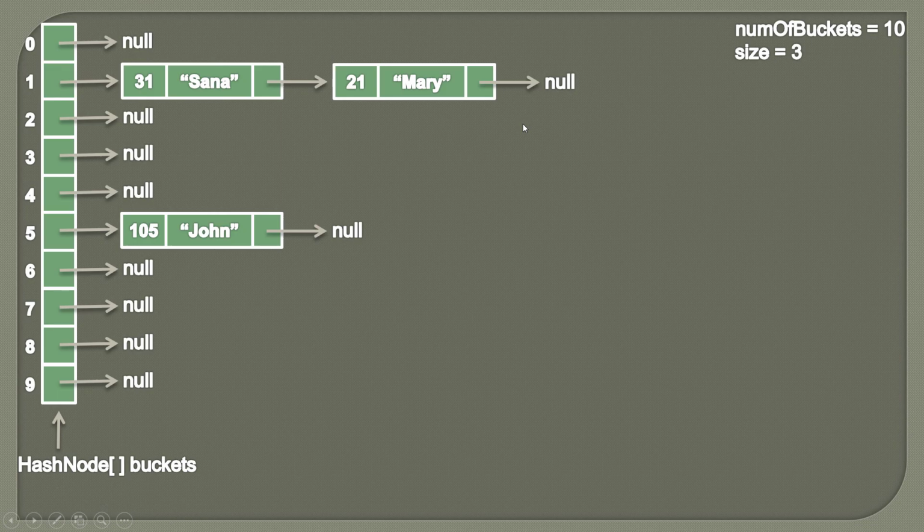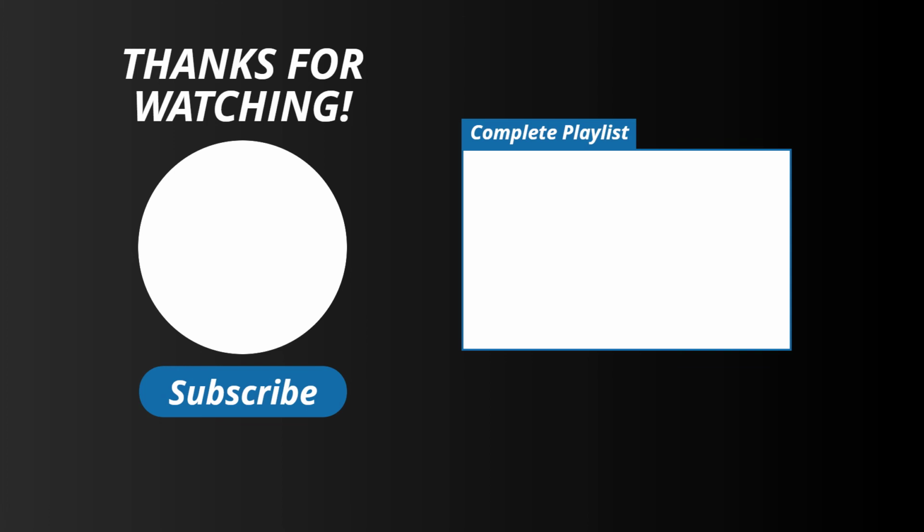So friends, this was all about this video. In our next video we will see the code for adding this key value pair in a hash table via animation.